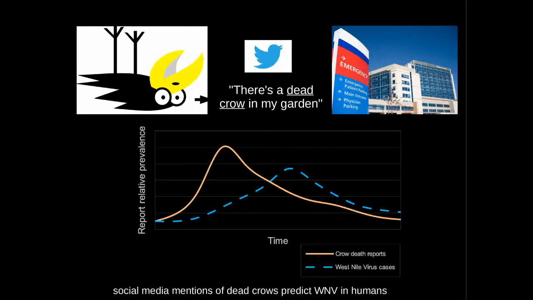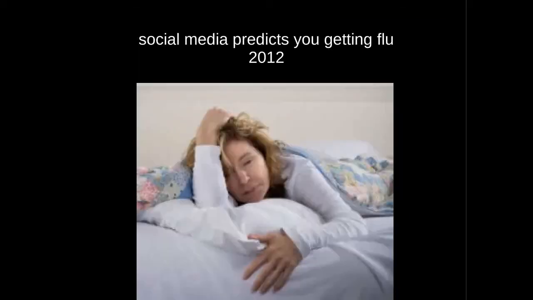But of course, if someone tweets there's a dead crow in my garden, you have this information straight away from social media. And so you can see on the curve now you have this very consistent case of crow death reports and then West Nile virus cases. So you can predict West Nile virus. Then you can start taking care of the vulnerable groups and preparing your hospitals and having a strong real-world impact.